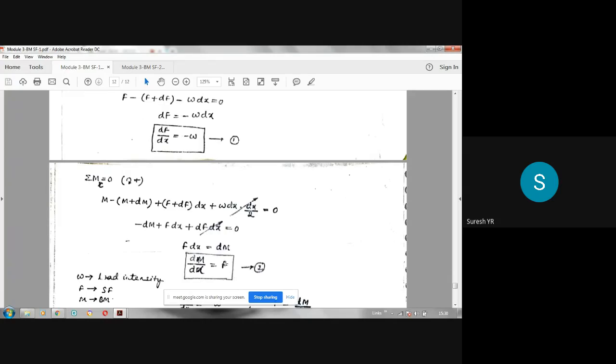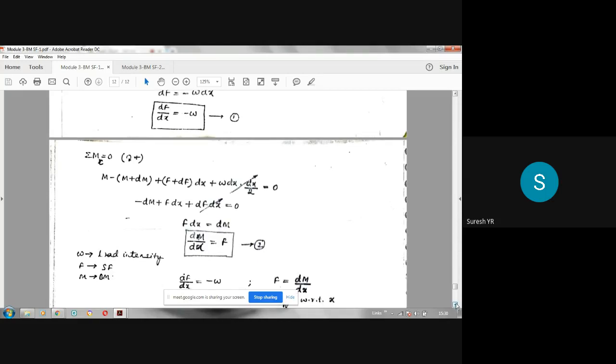So very simple relationship. So df by dx is equal to minus w is the relationship between shear force and load. Dm by dx is equal to f. It is the relationship between bending moment and shear force. So you can combine these two together. So here w is the load intensity, f is the shear force, m is the bending moment.